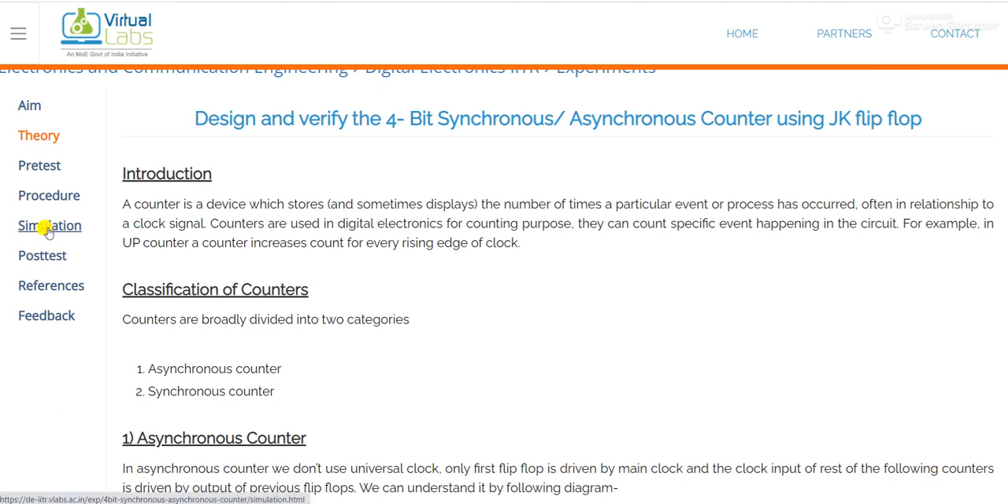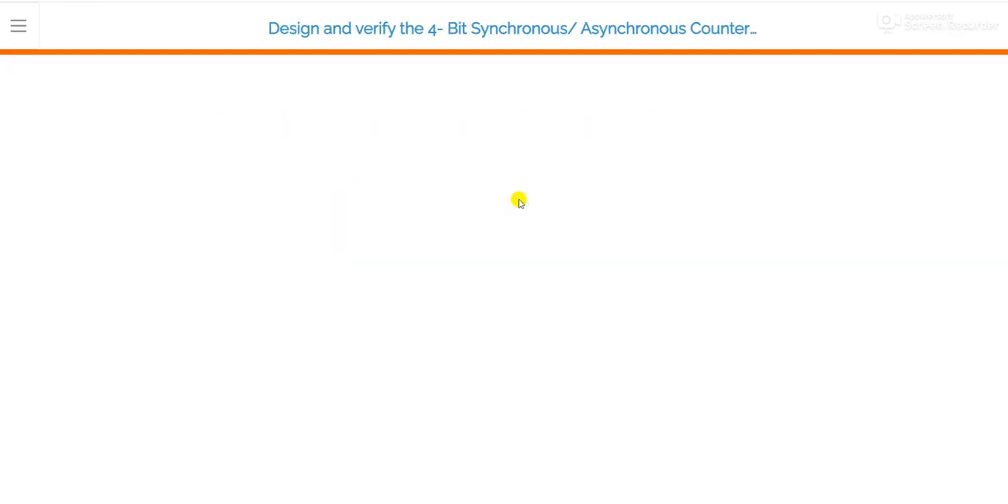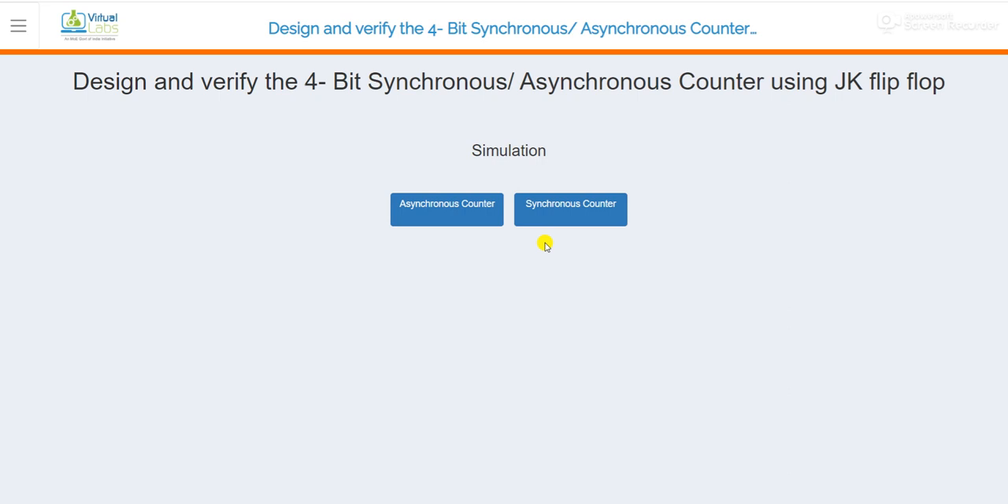Okay, so just click on this simulation part. Basically, counter is a very interesting circuit of digital design. So how to design asynchronous up, asynchronous down, synchronous up, synchronous down, mod counters, ring counter, twisted ring counter, and up down counter, means a circuit in which you can perform up counting as well as down counting. Okay, so just click on the asynchronous counter.